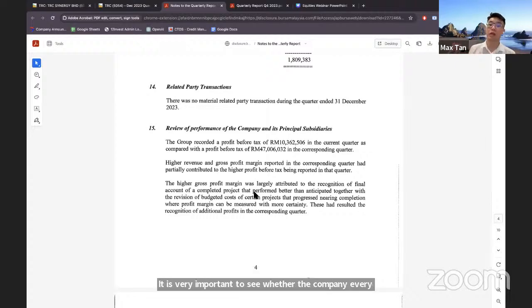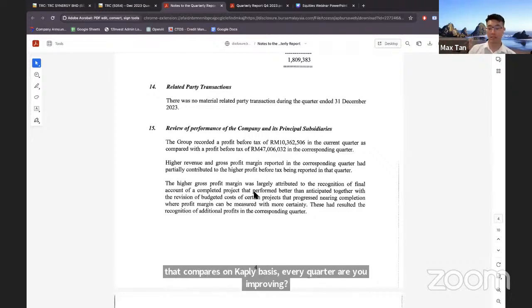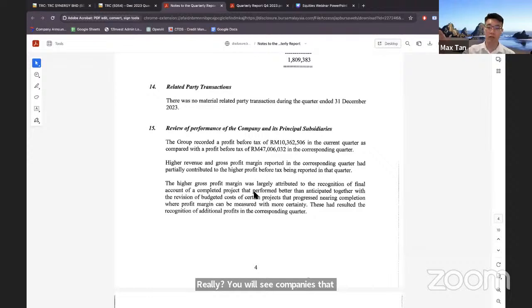There's also another metric that compares on a quarterly basis. Every quarter, are you improving? Rarely you will see companies that could sustain a continuous quarter-on-quarter growth. It happened back in 2021, 2022 for tech companies, but it's really rare to identify such companies because you have seasonal factors. For example, Chinese New Year, your days of operation is lower, so naturally your revenue generated will also be lower in that sense. So it might go up and down.